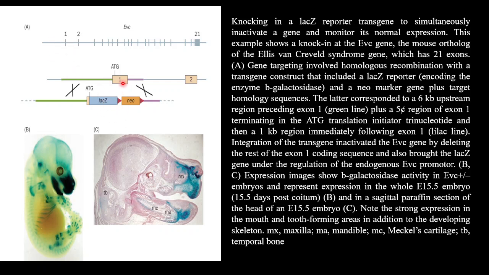So let's say this is exon 1, this is exon 2. So this is the initiation codon and this is the promoter. So you will see they integrate the LacZ gene, so this particular thing is going to be deleted, and they tagged it with the neomycin marker. So then they study the expression of this particular gene in this particular, I think it is the mouse. In mouse they did this experiment.